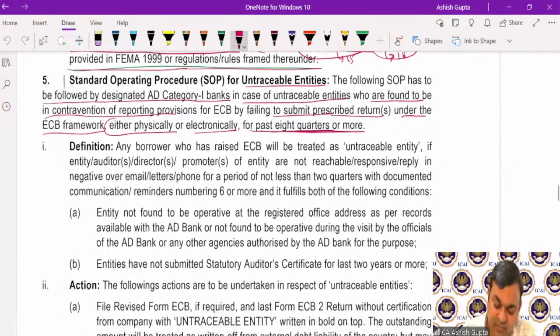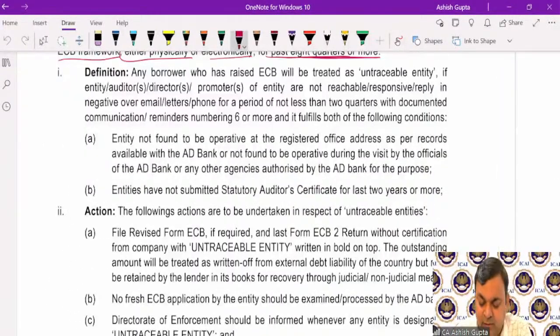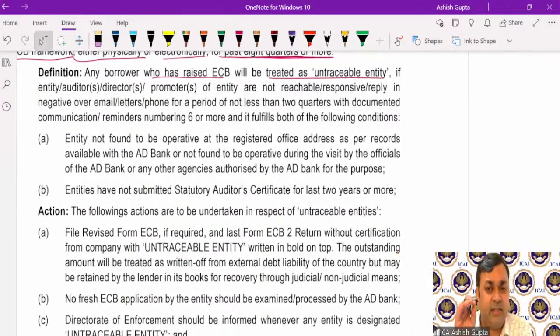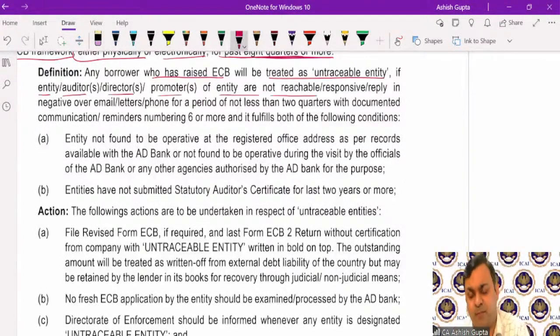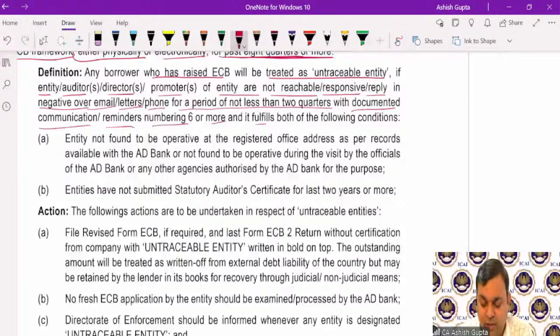Definition: any borrower who has raised ECB will be treated as an untraceable entity if the entity, auditors, directors, promoters of the entity are not reachable, perfectly responsive, or reply in the negative over mail, letter, phone for a period of not less than 2 quarters, with documented communication reminders numbering 6 or more, and it fulfills both of the following conditions.